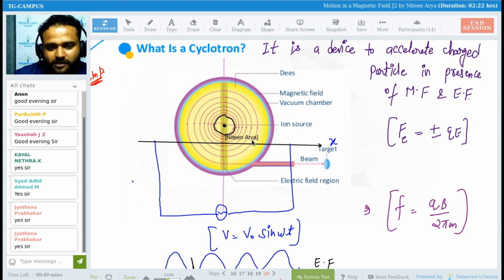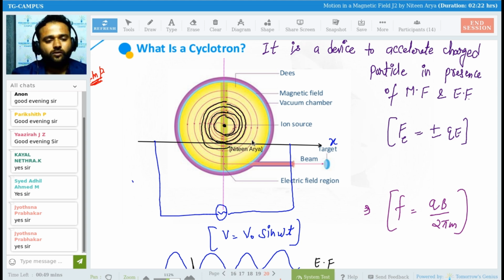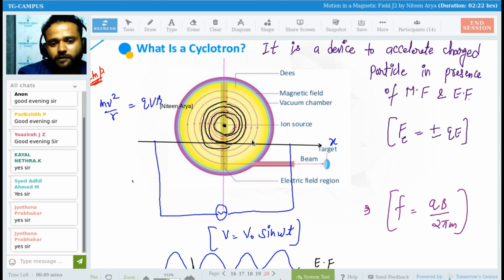The moment the charged particle comes here, it covers a bigger circle. Same bigger circle, then again this bigger circle, then again this bigger circle. So obviously you know this thing, simply mv squared upon r equals qvB.